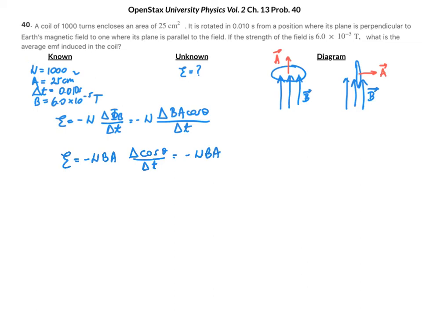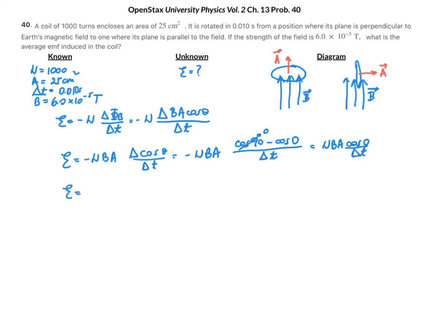Delta means final minus initial. So it's cosine final, and that is the angle between the magnetic field and the area vector. So that's 90 degrees. Minus cosine initial. So here the magnetic field is in this direction, the area is in this direction, so the angle between them is 0, divided by delta T. So we know that cosine 90 is 0, and we're left with N B A cosine 0, which is 1, divided by delta T.